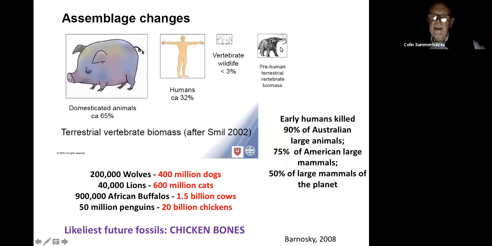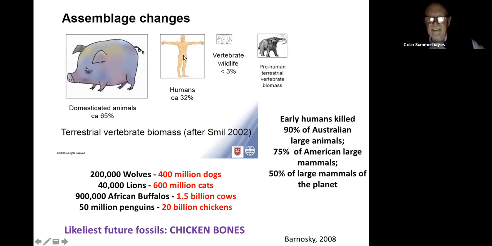If we go back in time, what we can see from the diagram at the top right, where you see the picture of the mammoth, is that this box represents the size of the pre-human terrestrial vertebrate biomass. The little box next to it with the picture of the elephant is today's vertebrate wildlife, which is about 1/4 of what it was in pre-human times. So already we have lost an awful lot of our vertebrate wildlife.